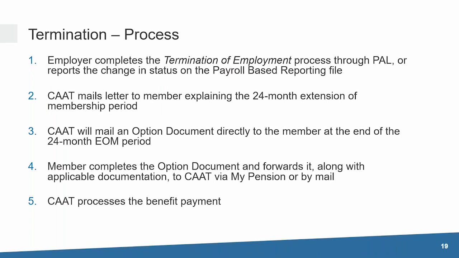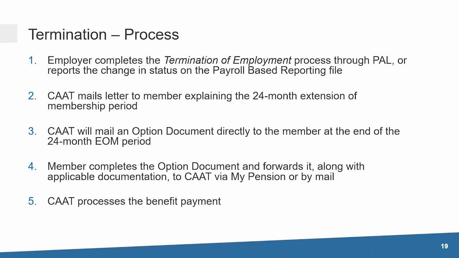This slide illustrates the termination process steps. To start the termination process, the employer will complete a termination of employment process through PAL. If you are trying to complete a termination process for someone who is retirement eligible, you will receive a pop-up notification prompting you to complete a pension application. CAAT reviews the termination application before sending the commencement of EOM letter to the member, explaining their options during the 24-month extension period.